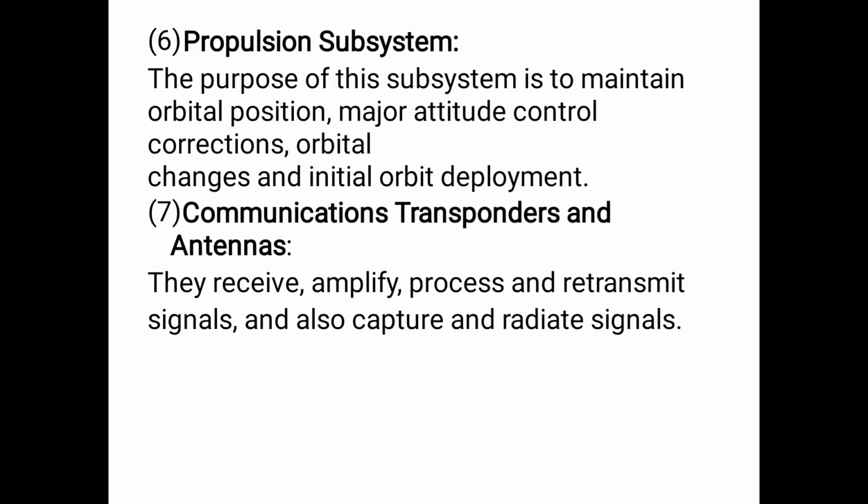Propulsion subsystem. The purpose of this subsystem is to maintain orbital position, make major attitude control corrections, orbital changes and initial orbit deployment. Communication transponders and antenna. They receive, amplify, process and retransmit signals, and also capture and radiate signals.